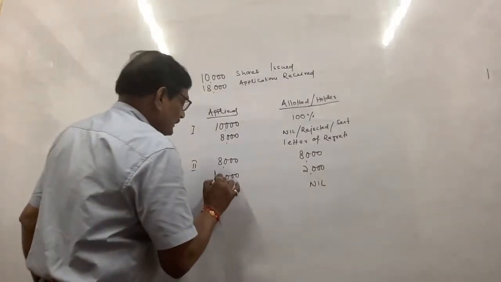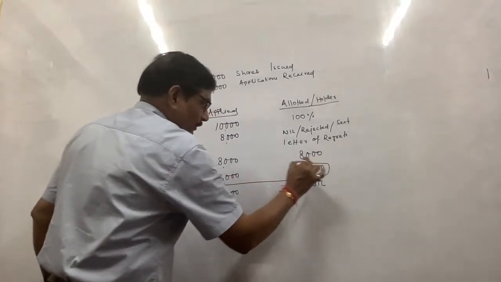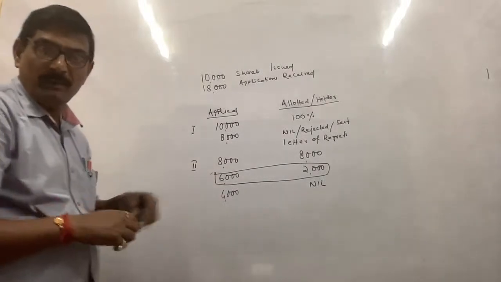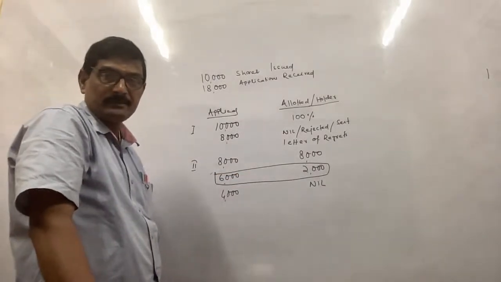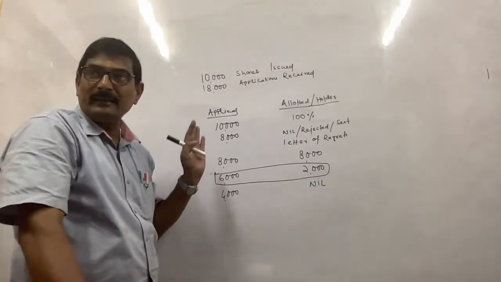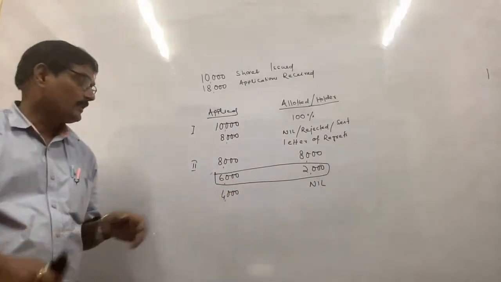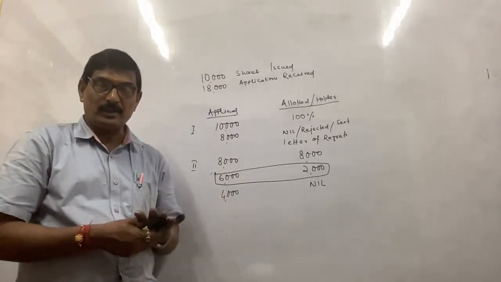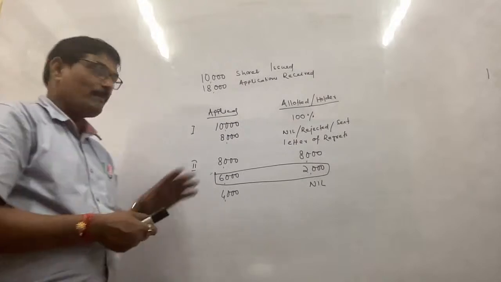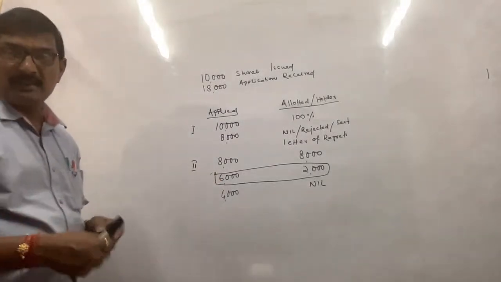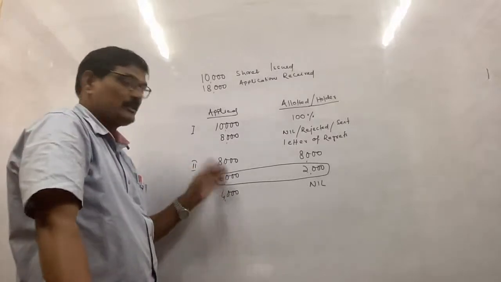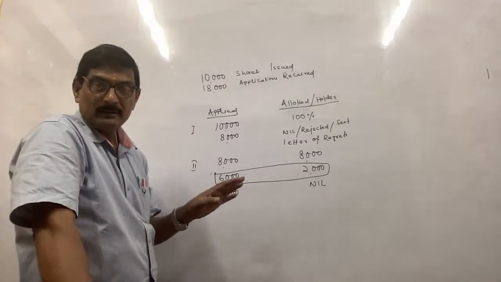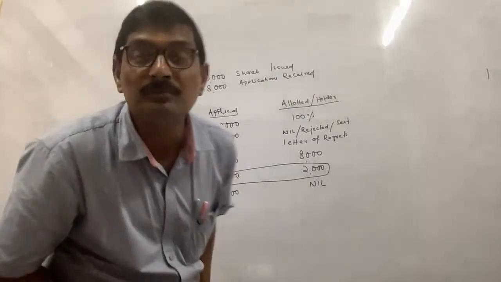In this case, the applicant for 6,000 shares, to whom we have allotted only 2,000 shares, must have given the application money on these 6,000 shares at the time of application. While applying for 6,000 shares, they must have given the application money on 6,000 shares, because they were totally unaware of how many shares were issued.